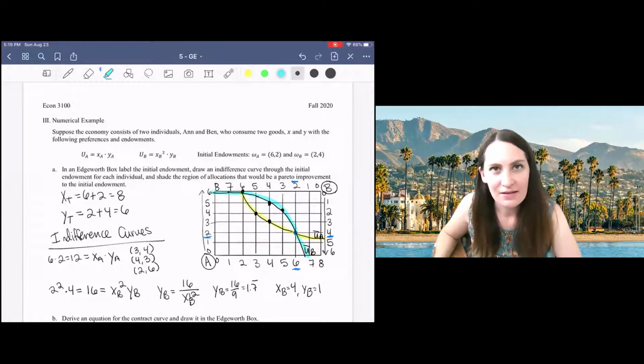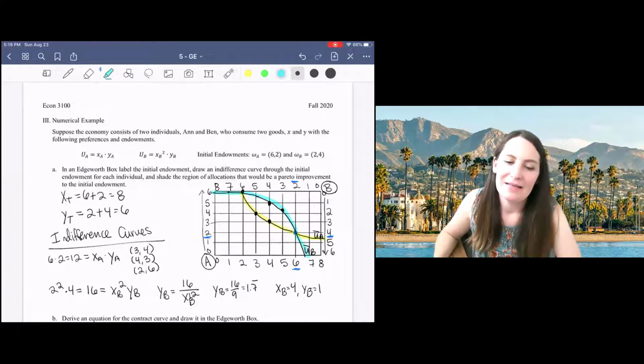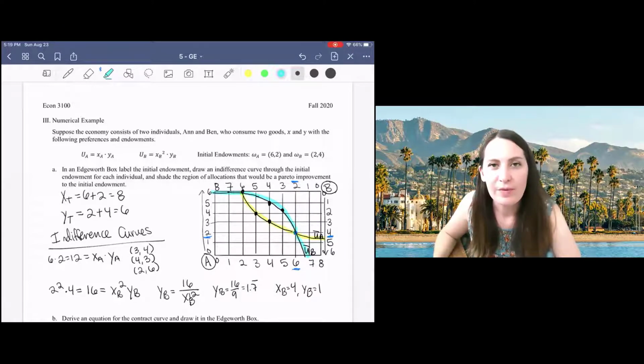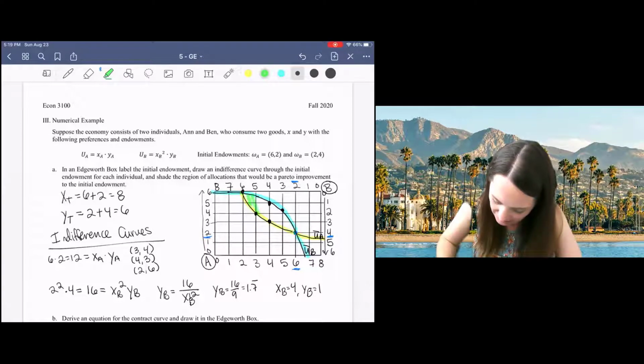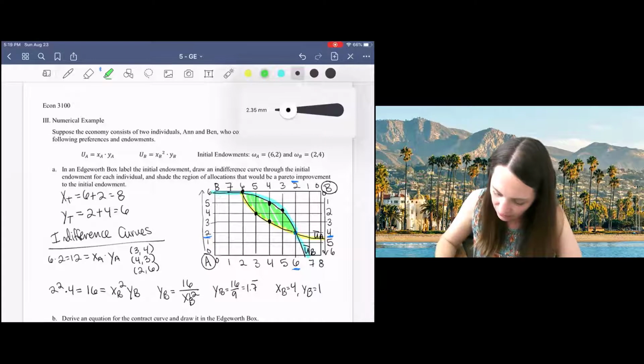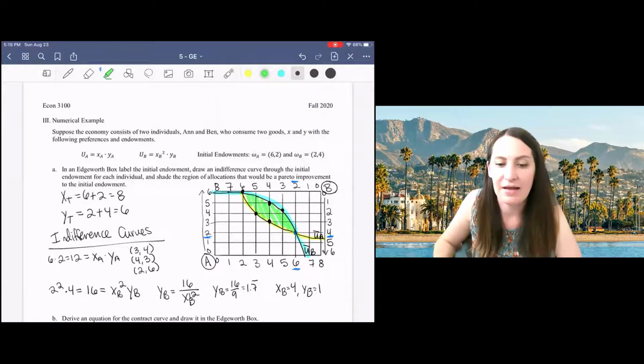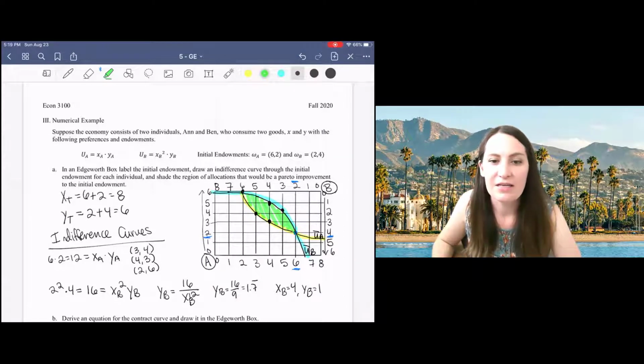So, is our initial endowment here socially optimal? No, it's not. There are potential Pareto improvements that fall within the area between the two indifference curves, and we could shade that area here to show us all the points that Anna and Ben would prefer to the initial endowment.